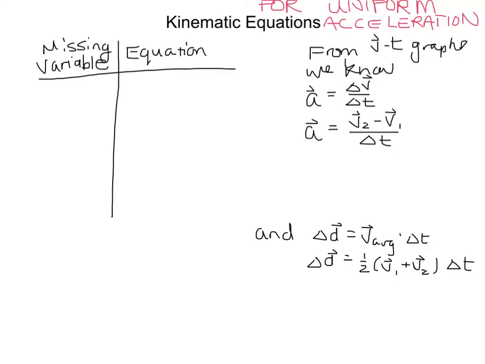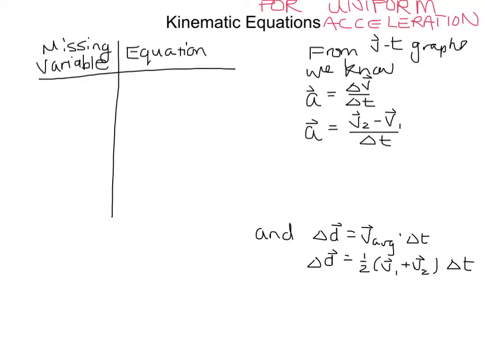We'll start with a couple that we've already come across because we've seen them from our graph work. You'll see here I started that from VT graphs, we've figured out that acceleration is the change in velocity over the change in time, which means acceleration is v2 minus v1 over the change in time. And I will often just write change in time as time. I won't put the change in. So if you see it written as just t, it means the same thing.